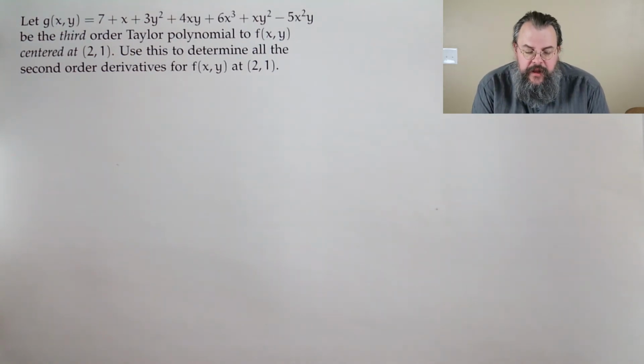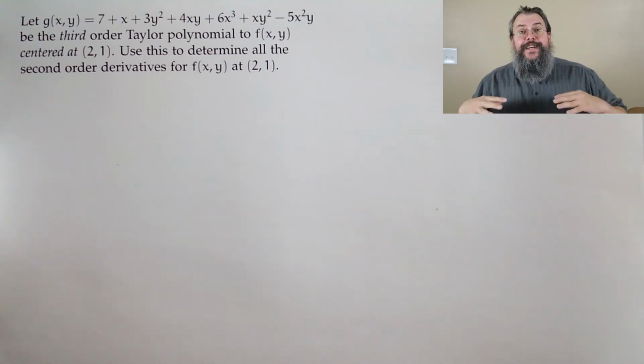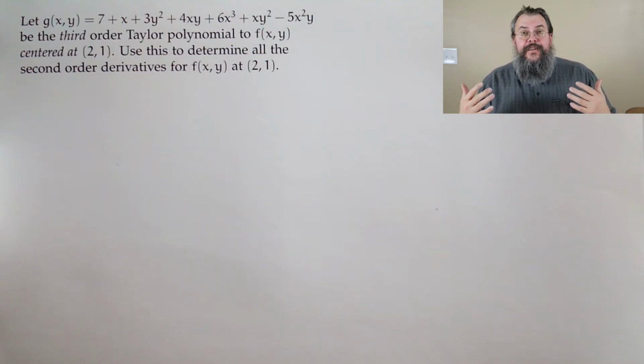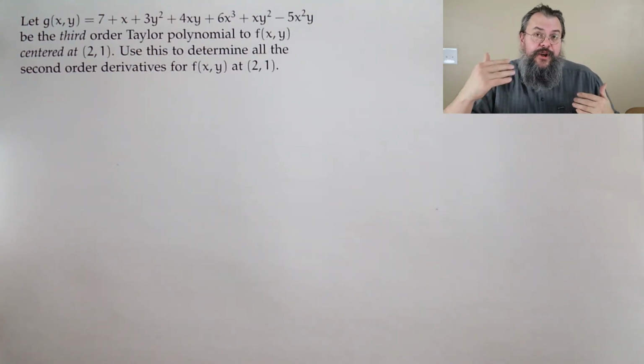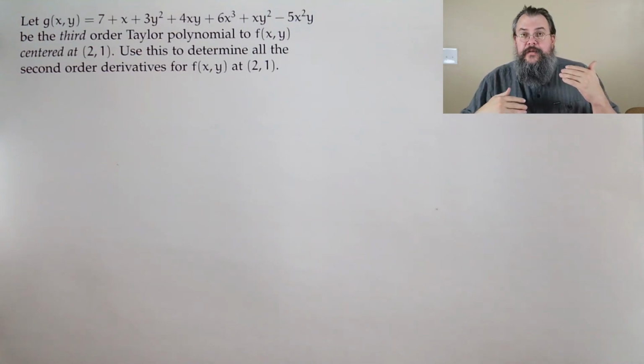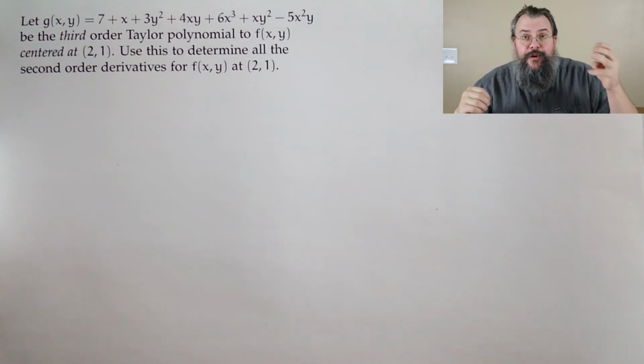Okay. Taylor polynomial to f of x, y centered at (2, 1). Use this to determine all the second order derivatives for f of x, y at (2, 1). So it's actually going to be a very similar philosophy to what we just talked about. It says, if I have a third order Taylor polynomial, then I need to say something about how I match all the way up through the third order derivatives.